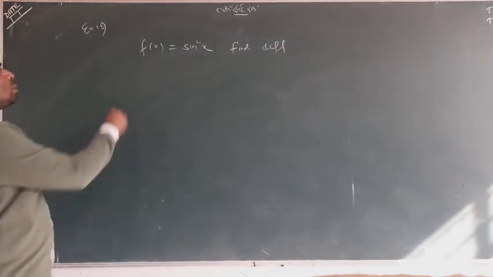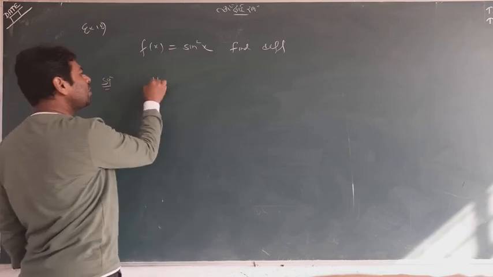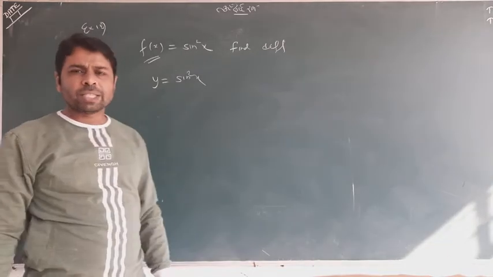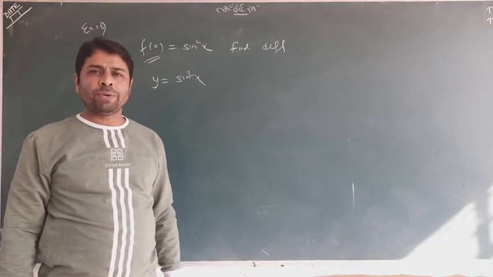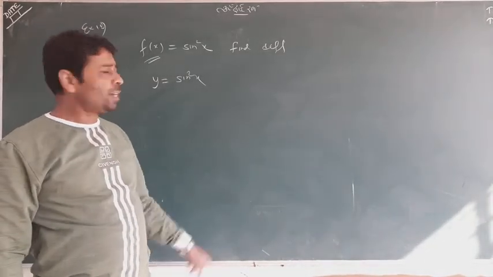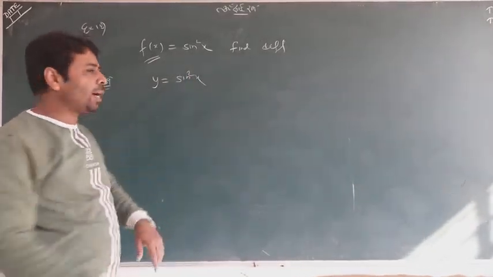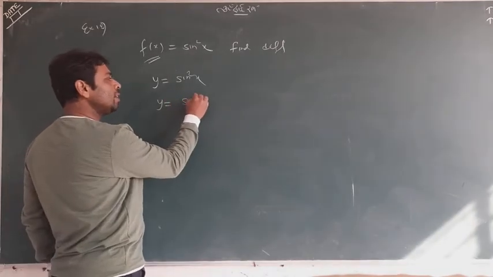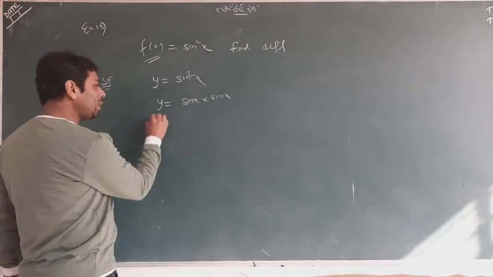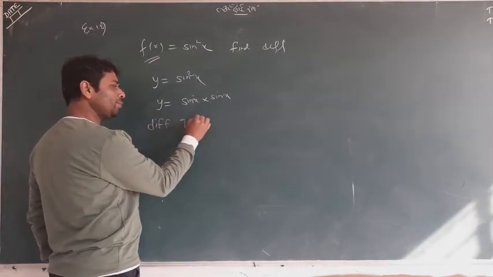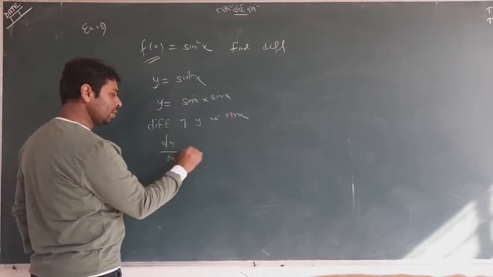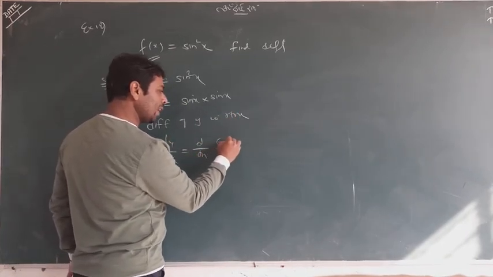I tell you first, you can start with the first line: write y is equal to f of x. We haven't seen f of x language till now, so you can write y instead of f of x. y is equal to sin square x. Now the tough thing is that it is squared. So how can we deal with this question? I tell you. First you write, guys, sin x into sin x. Then you can write the differentiation of y with respect to x, that is dy by dx of sin x into sin x.